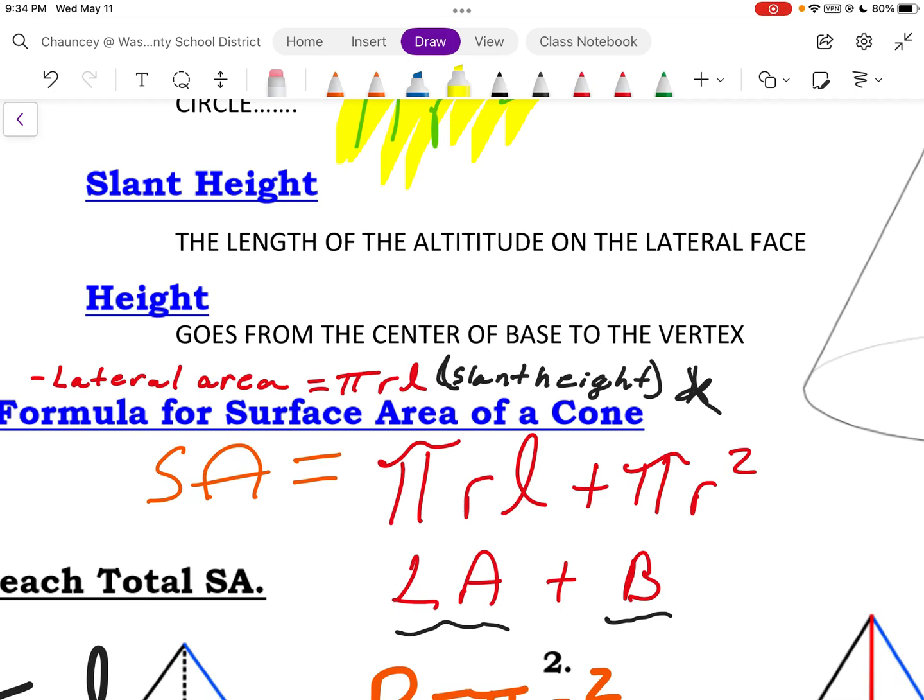Hopefully if you're in Mr. Naughton's class, he'll give you a formula sheet. If you have any other teacher, they should give you a formula sheet that has this all together and makes life a little bit easier for you.